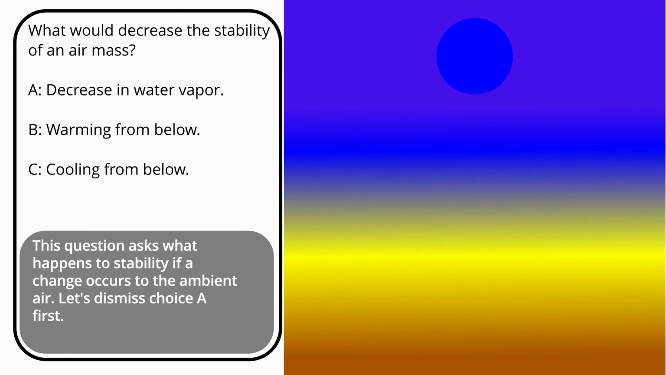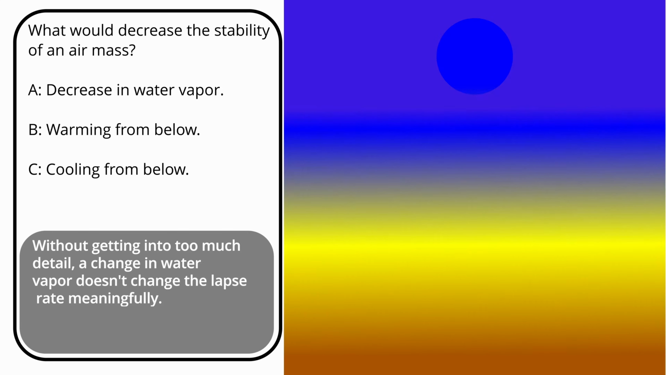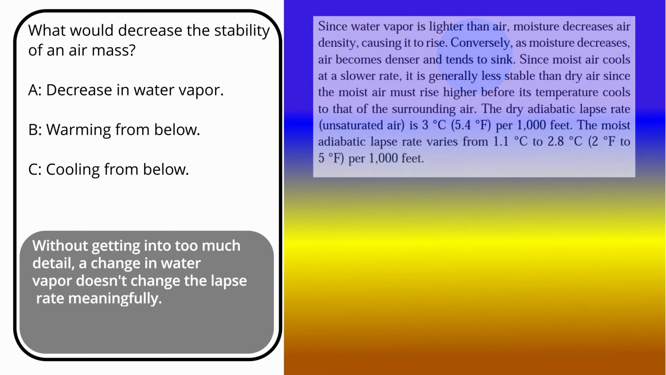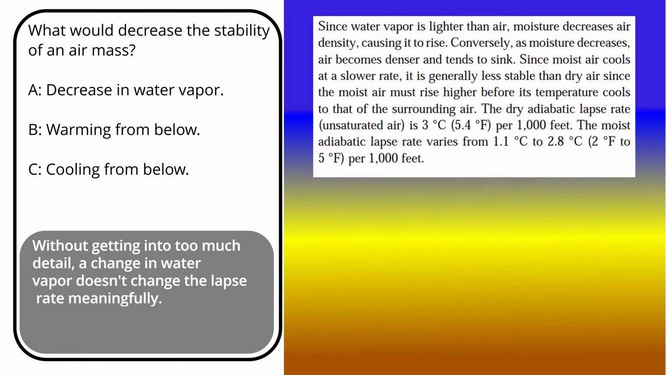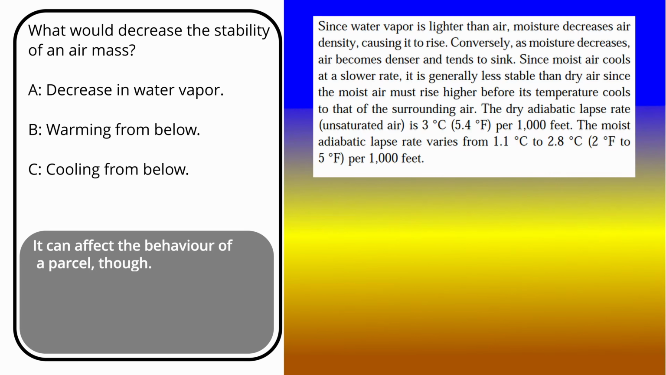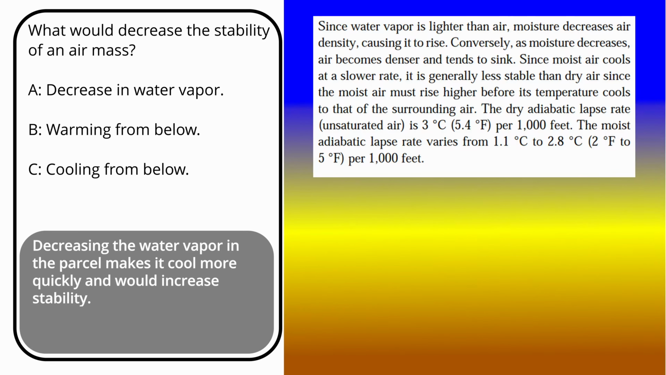This question asks what happens to stability if a change occurs to the ambient air. Let's dismiss choice A first. Without getting into too much detail, a change in water vapor doesn't change the lapse rate meaningfully. It can affect the behavior of a parcel, though. Decreasing the water vapor in the parcel makes it cool more quickly and would increase stability.